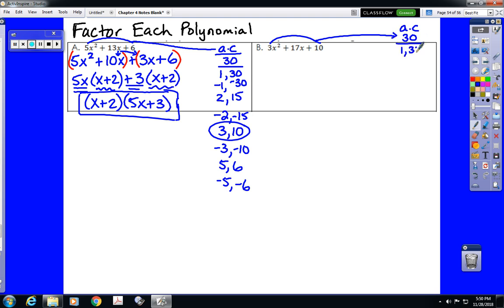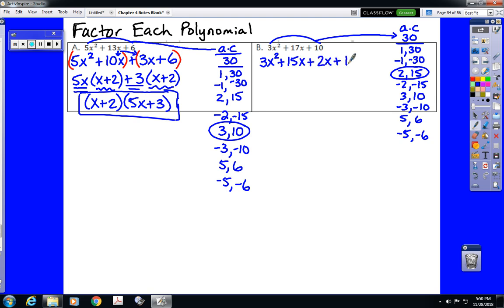So we already know what our factor pairs are, we just have to find the right one. It's the same list as the previous problem. 3 and 10, negative 3 and negative 10, 5 and 6, negative 5 and negative 6. This time we want the set that adds to 17. Well, that would be 2 and 15. So we break it up, 3x squared plus 15x plus 2x plus 10. Again, we're breaking that 17 up into two other things.